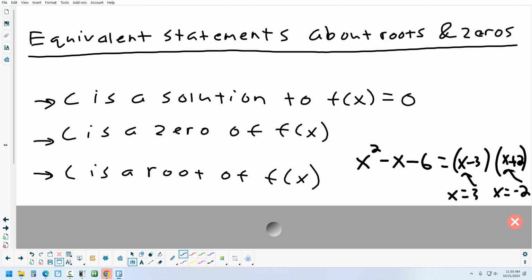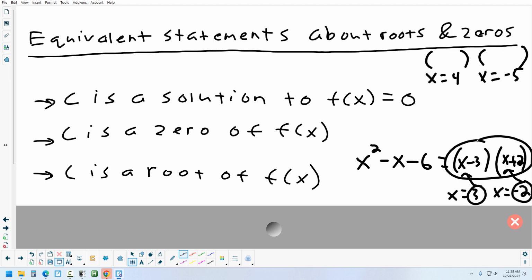Now, I want to work backwards. Let's say that I told you x equals 4 and x equals negative 5 were the roots. What would be the factors that those came from? So what I'm getting at here is if you know the roots, then you should automatically know the factors that they came from. So what about x equals 4? What would be the factor that would come from? X minus 4. Right, x minus 4. And x equals negative 5 would have come from x plus 5.